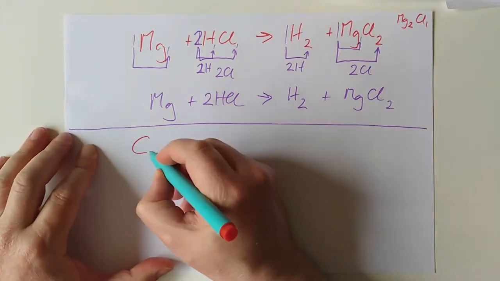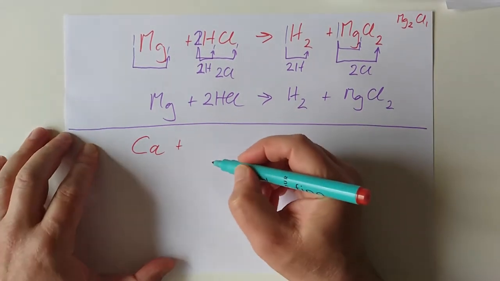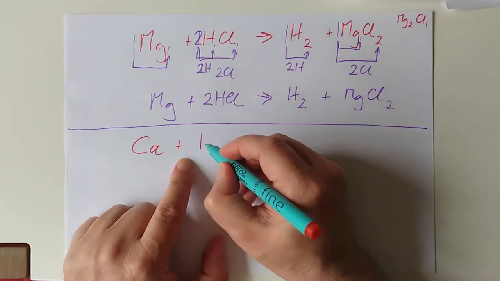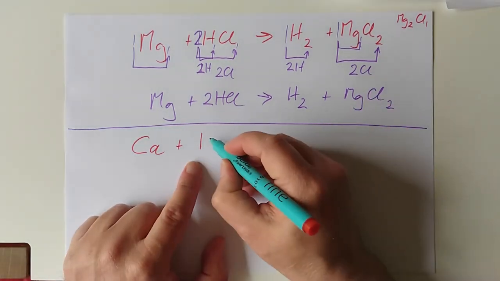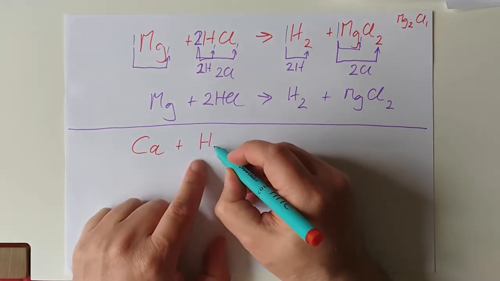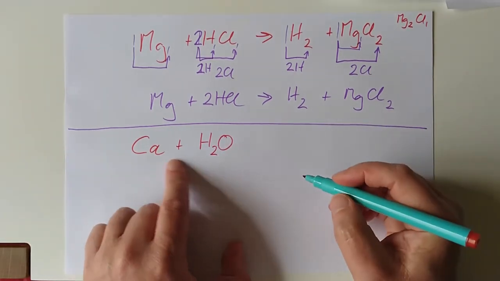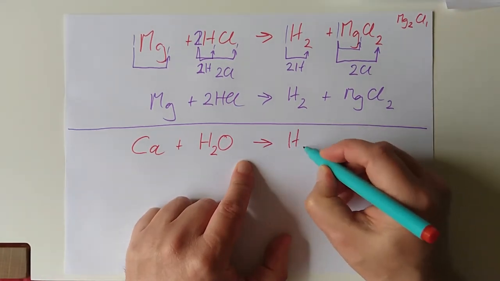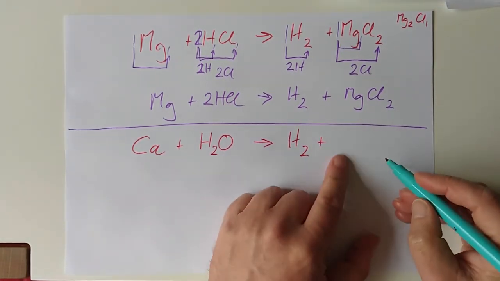Now, calcium. Once we get back in the lab, by the way, we can actually do this. It's good fun. Calcium reacts nicely with water, not going bang or anything like group 1s. Calcium is in group 2, so it's a bit easier going. So calcium plus water, I said to you in the last video, makes hydrogen gas and calcium hydroxide.